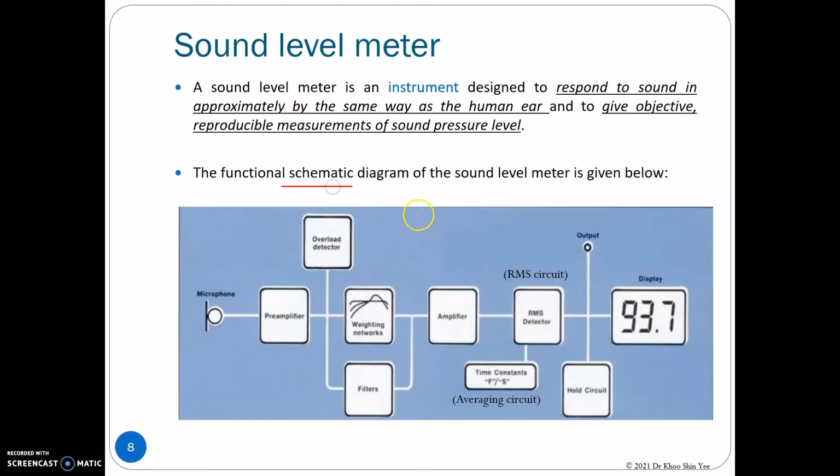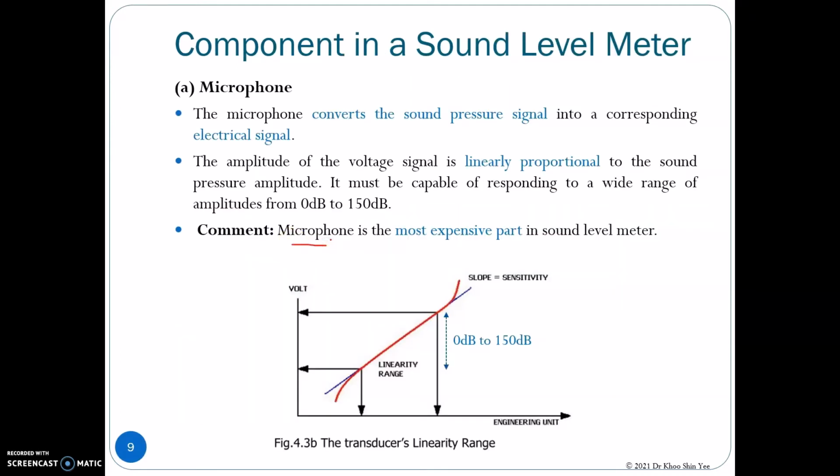The functional schematic diagram of the sound level meter, from the microphone to the display, is provided here. The microphone is the most expensive component in the sound level meter. It is used to convert the sound pressure signal into an electrical signal. So the engineering unit in this case is the sound pressure, and it will be converted to voltage by using the transducer, which is the microphone.